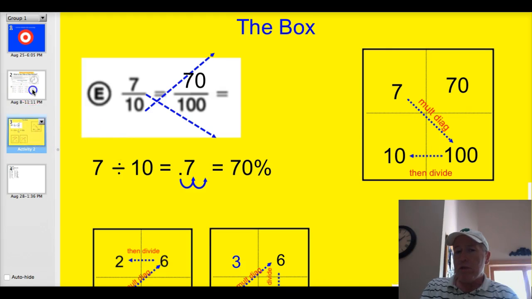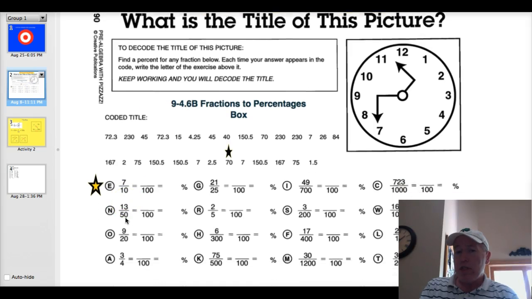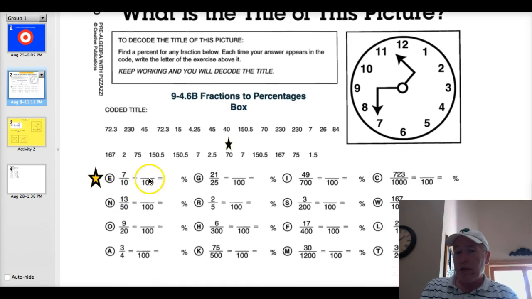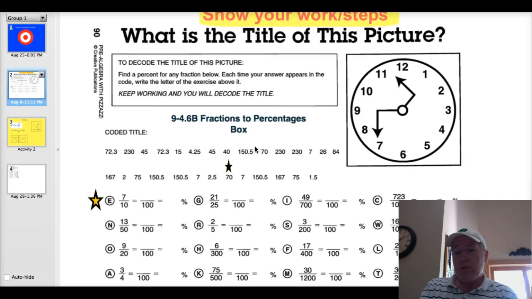So as you work through this activity, you see that these are already set up in boxes here, and you're looking for a percent out of 100. So just try multiplying diagonally and dividing the other two, and you can show your work just like that, putting your number in. Once you get that, you can find out that the answer 70 represents the letter E, and put it in and get the answer to that little puzzle there.